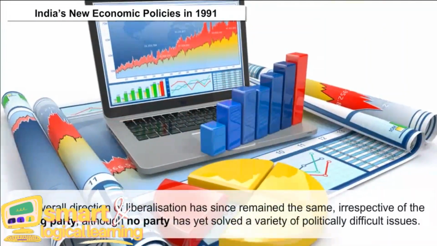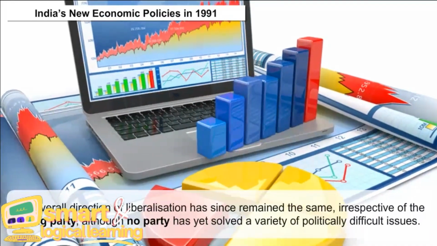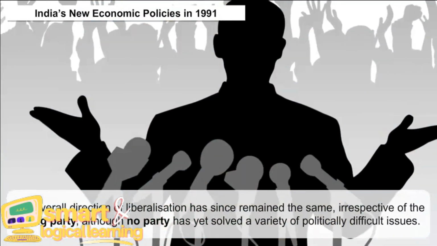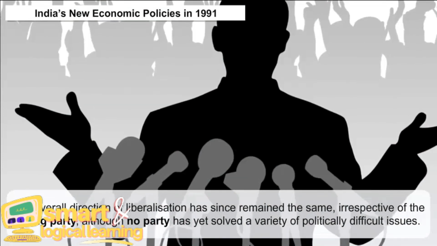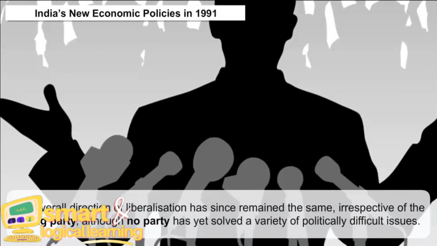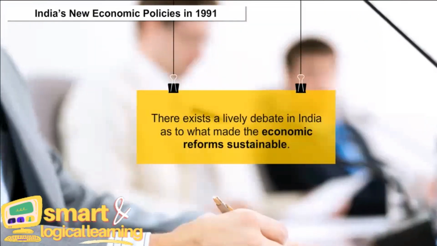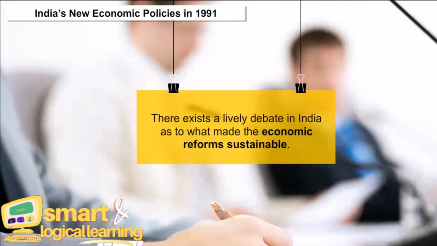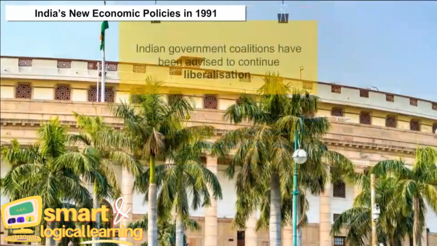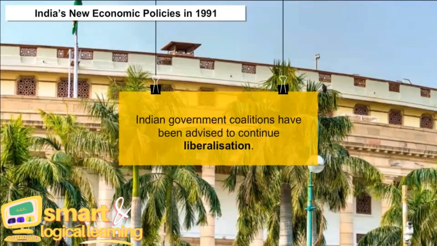The overall direction of liberalization has since remained the same, irrespective of the ruling party, although no party has yet solved a variety of politically difficult issues. There exists a lively debate in India as to what made the economic reforms sustainable. Indian government coalitions have been advised to continue liberalization.